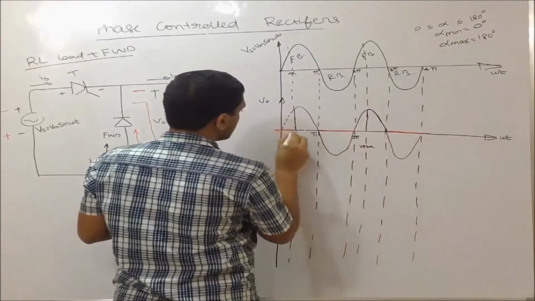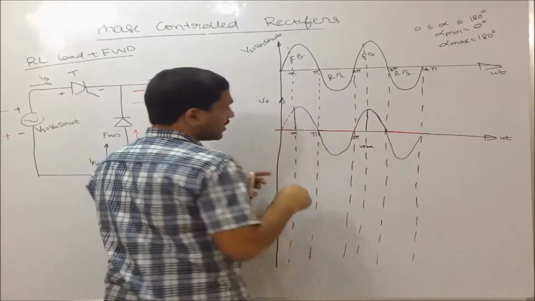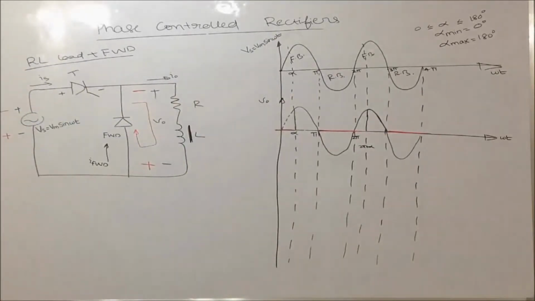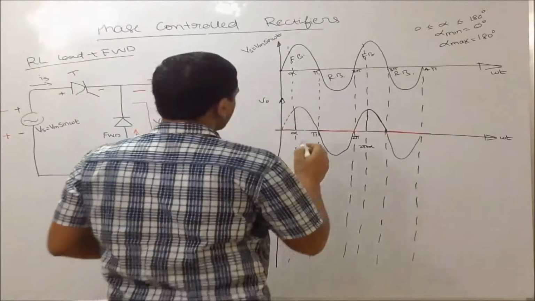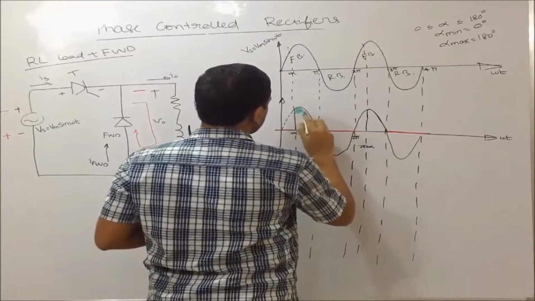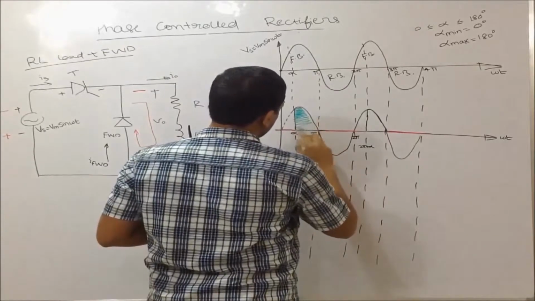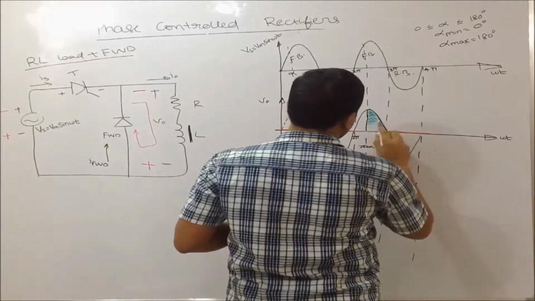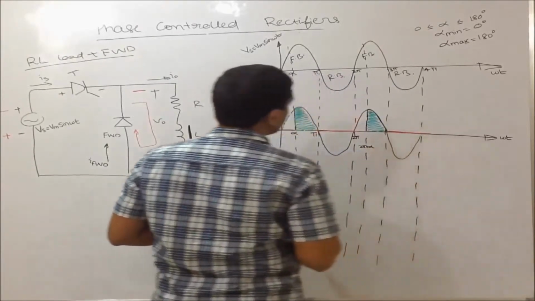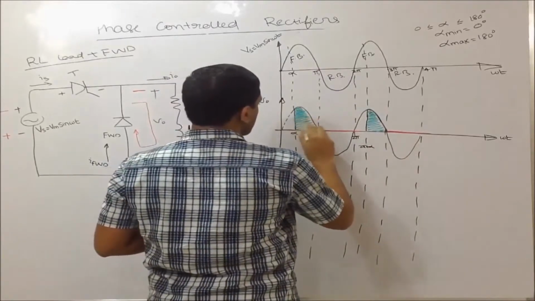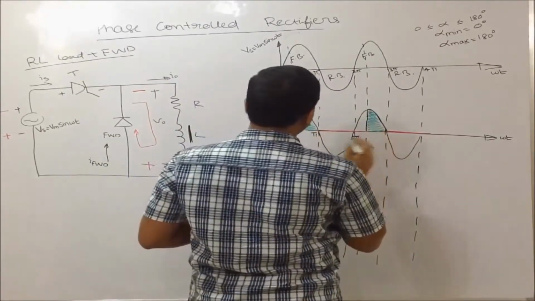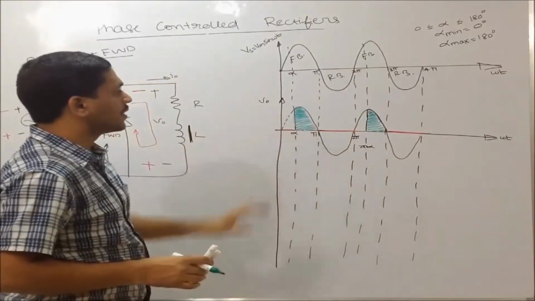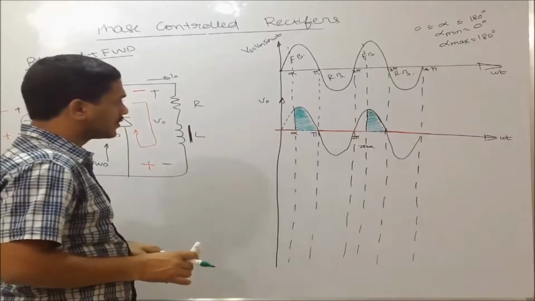So here also it is 0. So effectively the output voltage is only this portion, that is from alpha to pi. The V naught is present from alpha to pi, otherwise it is 0.